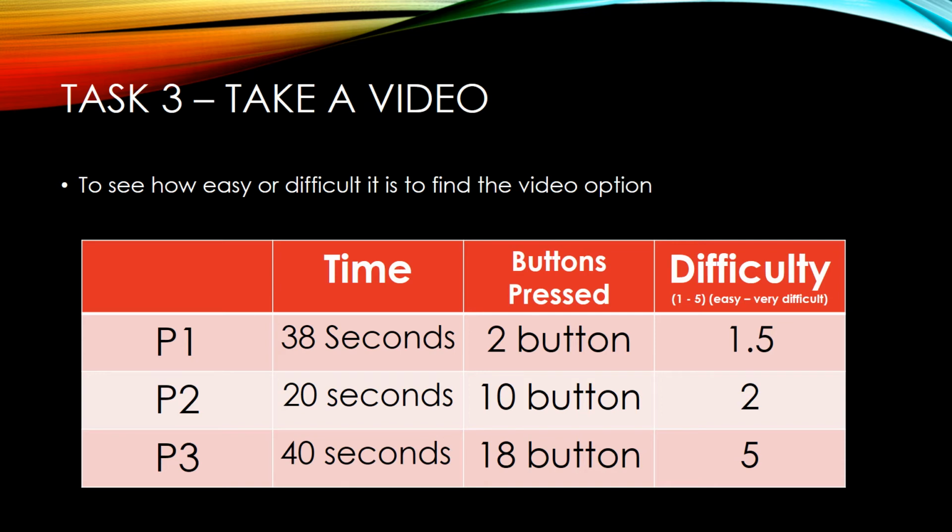For the third task, we asked them to take a video to see how easy or difficult it is to find the video option. As you can see, the first and second participants didn't find it too difficult, but the third participant couldn't find the video button and thought that it was pretty difficult to find, so she put a 5 for difficulty.